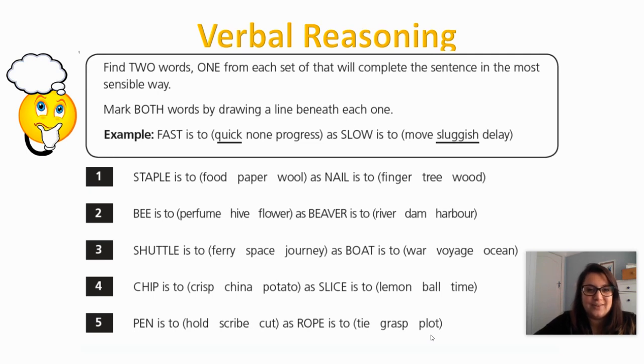Make your choice. There'll be one word in each bracket. Number 4. Chip is to crisp, china, or potato, as slice is to lemon, ball, or thyme. An interesting one. Last one then. Pen is to hold, scribe, that means to write, or cut. As rope is to tie, grasp, or plot. Make your choices. Pause the video if you'd like more time to think this through.